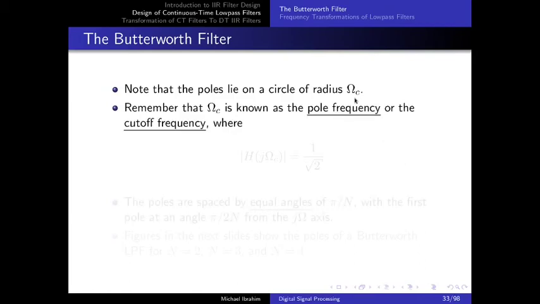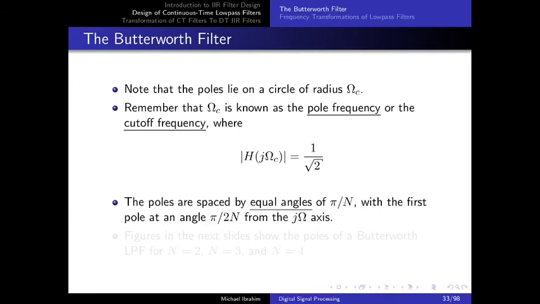Omega c is the pole frequency or the 3 dB frequency or the cutoff frequency at which the frequency response is 1 over square root of 2, and we had an equation to compute it in terms of Ap, n, and omega s. The poles are uniformly spaced on this circle and are separated by equal angles of pi over n, with the first pole at an angle pi over 2n from the j omega axis.